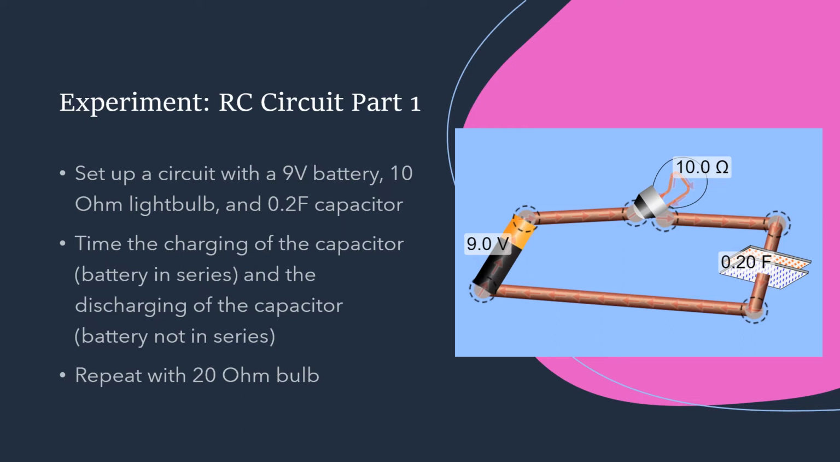So what I found was that the charging and discharging was a lot faster with the 10 ohm light bulb, which makes sense because the RC constant is resistance times capacitance. So with a higher resistance, the amount of seconds that it's going to take for that significant discharge is going to be greater.